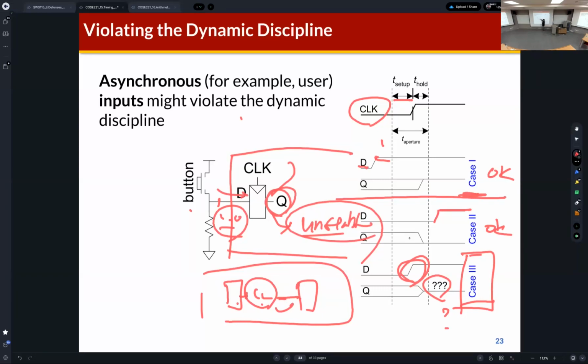Because we cannot arrange the input timing of this flip-flop, because the timing of this input of this flip-flop is determined by the user. We cannot expect the timing of this input. And sometimes if the timing is random, we can just calculate the probability of this case 3, but we cannot avoid this situation.